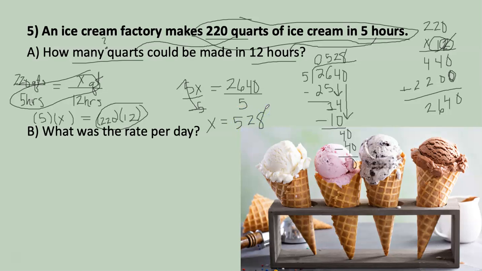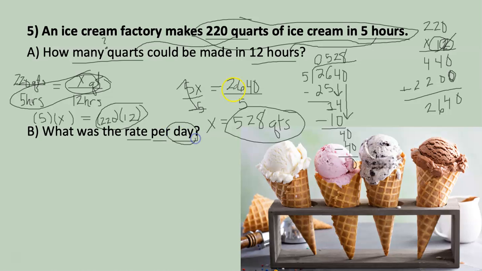And if you wrote 528, I would ask you, 528 what? So let's reread the question. How many quarts can be made in 12 hours? Well, 528 quarts of ice cream can be made in 12 hours. You could also just look back at the label on X. The label was quarts. So at the end, when I get what X equals, I put quarts on the end of it. Now we need to find the rate per day.